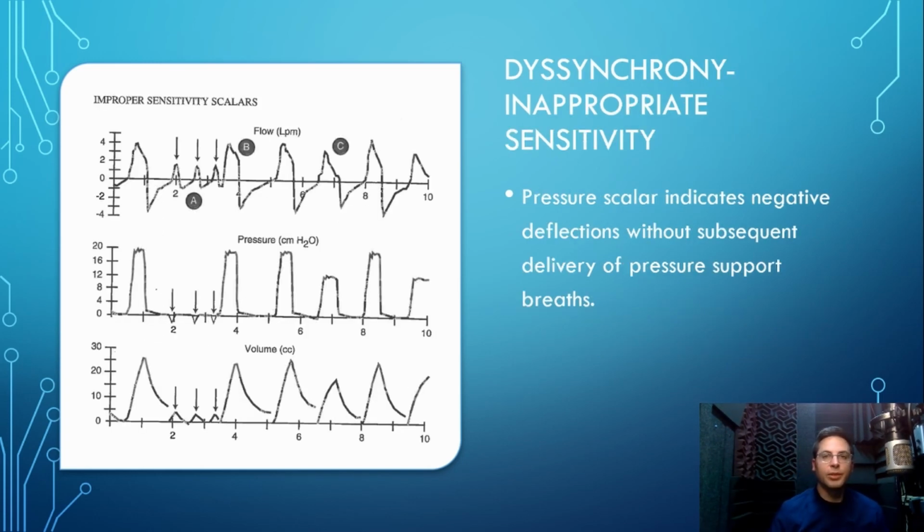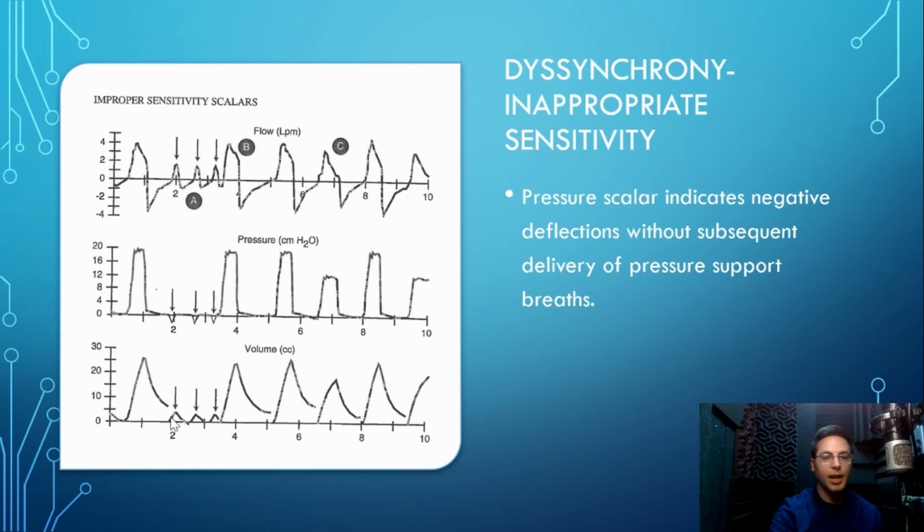Here we have a representation of dysynchrony resulting from inappropriate trigger sensitivity. So we could take a look at our pressure scalar here. This indicates negative deflections without subsequent delivery of breaths.